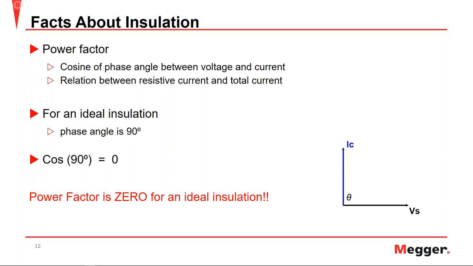Another way to look at this is the relation between the resistive current and the total current. Well, here in the ideal situation, the total current is the capacitive current, so there is no relation between your resistive and total current, and therefore, again, your power factor is 0 for an ideal insulation.